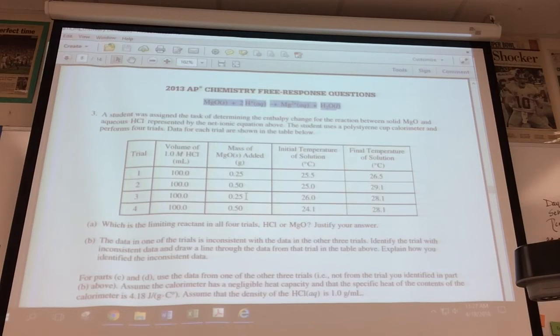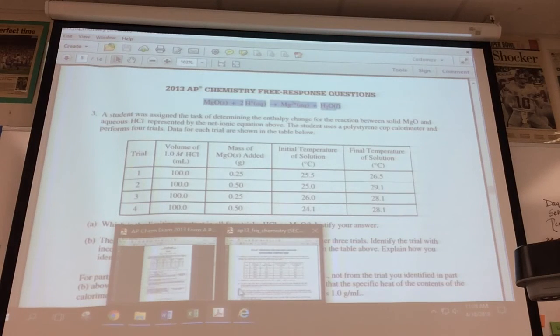How do you know it's not 3 that's wrong? No, but listen to what she said. Because that one, they're using 0.25 grams instead of 0.5, so it's half as many grams. And the 0.5 grams increased by 4 degrees, and that one increases by 2. Yep. So like half. That looks good.